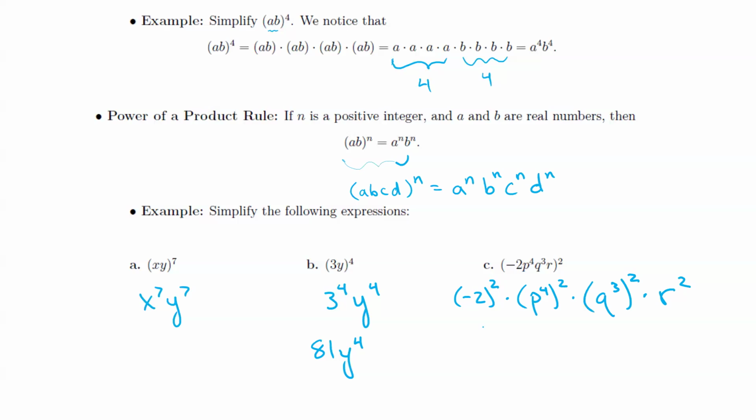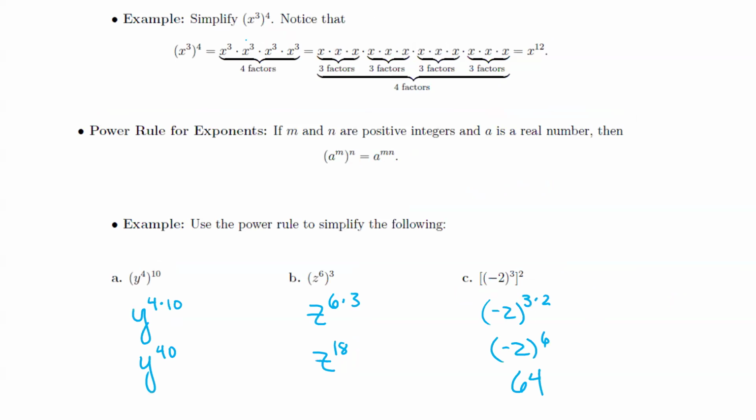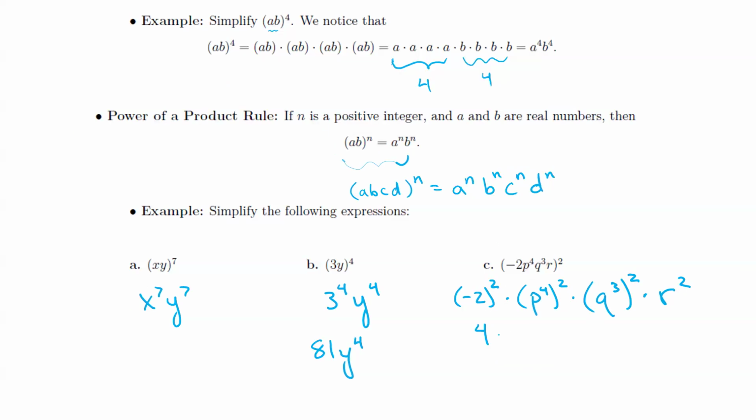Now, the negative 2 to the second, I know that's positive 4. These two, the p to the fourth to the second and the q to the third to the second, that's another opportunity for me to use another exponent law. Just a couple slides back, we learned what to do with that. A power raised to a power means I'm multiplying my exponents together. So p to the 4 times 2, q to the 3 times 2. My final simplified version here would be 4p to the 8th, q to the 6th, r squared.